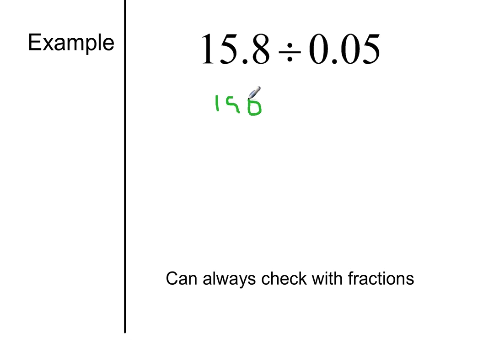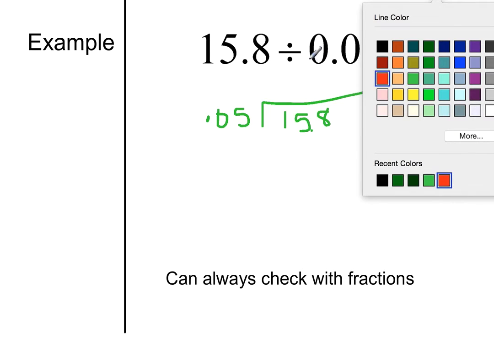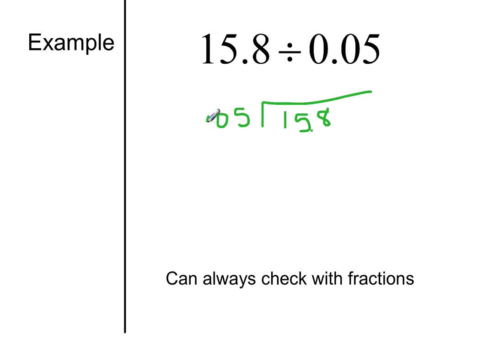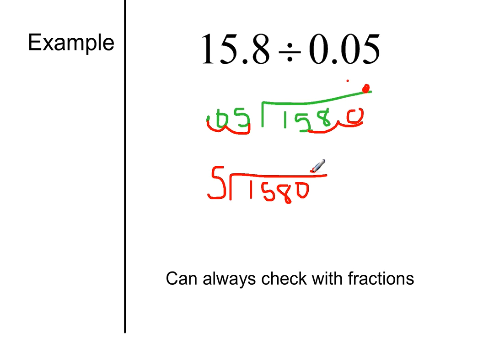I'm asking, oops, that's a 5. No, let me start over again. I'm asking how many 500ths go into 15 and 8/10. Alright, so I'd have to times it by 100 or move it twice. So I have to move this one twice. Now it means I need to add a 0 when I put up my decimal point. So I'm really taking 5 goes into 1,580. Make sure you put that decimal point up there.